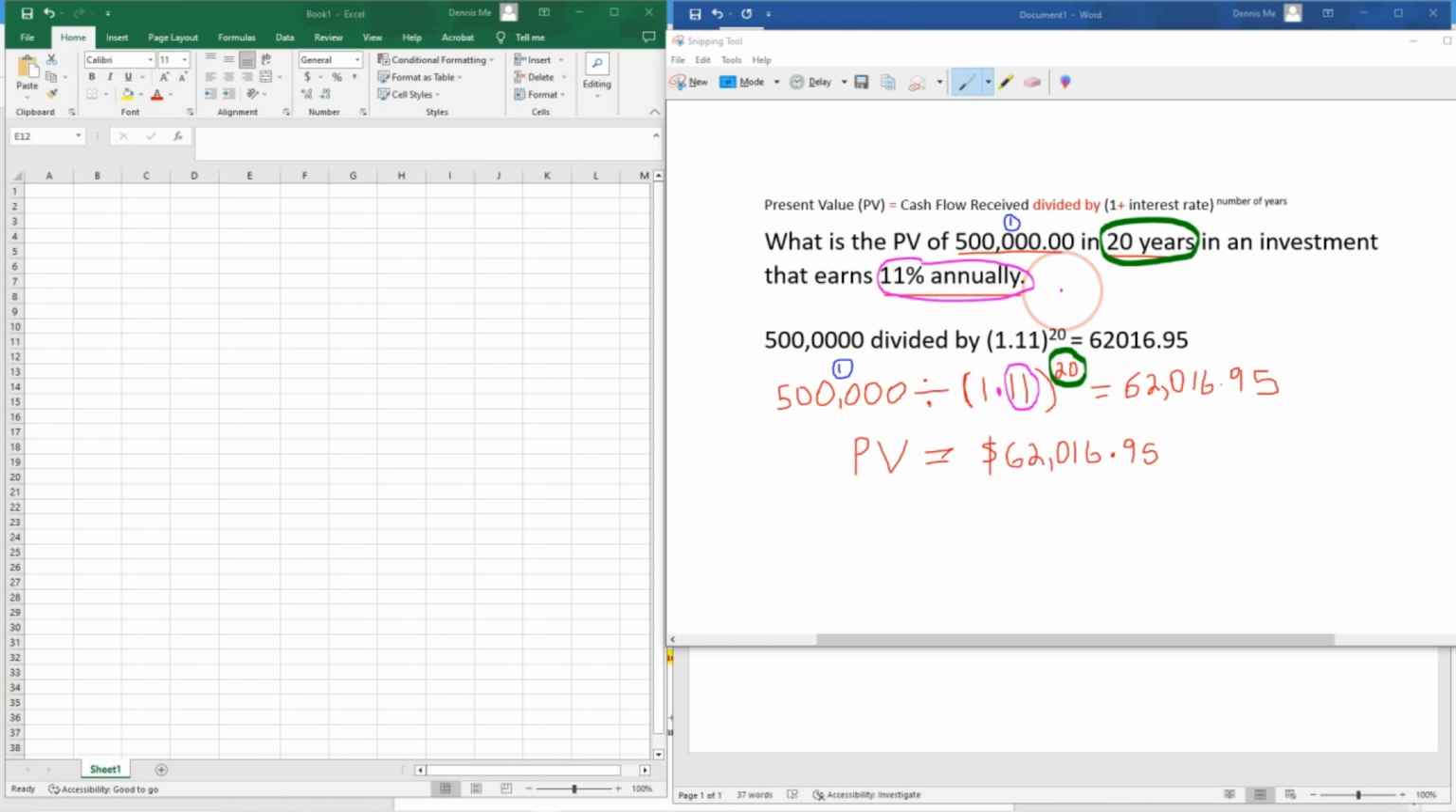annually. A way this might be presented to you is someone says, hey, if you give me $70,000 today, I'll give you $500,000 back in 20 years. Now, the consideration you have to make is the trade-off. Trade-off is an important point.